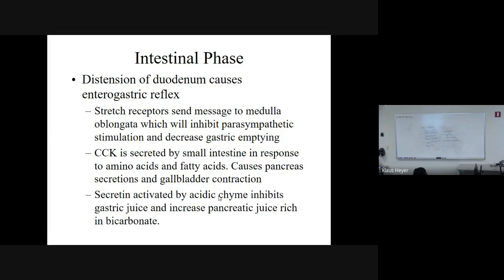Like, look at the first one, right? Do you have to say medulla oblongata and inhibit parasympathetic stimulation? You don't have to say all that. That's like too much to remember. But if you could just describe in your own words what's going on, that would be good. So there's stretch receptors, and they're sending those signals up to the brain, and they want the brain to prevent gastric emptying, prevent the stomach from giving it more stuff.